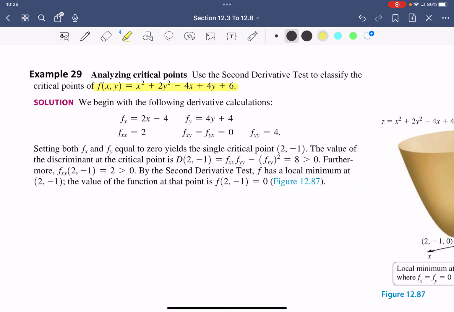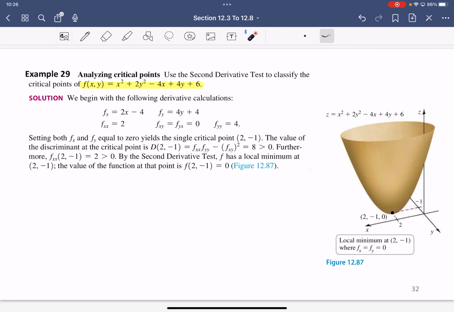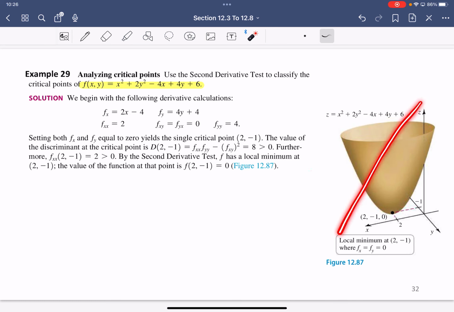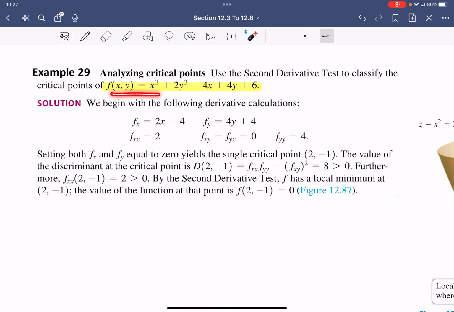Taking a look at the function here, if you use a computer to graph it, it's going to be a paraboloid shape. But let's say you don't have a computer, so you don't know how to graph it. You want to look at just this function and tell how to find the max and min for it.